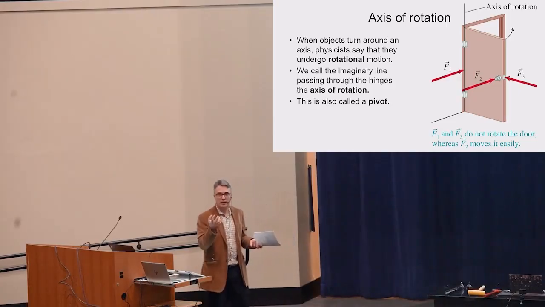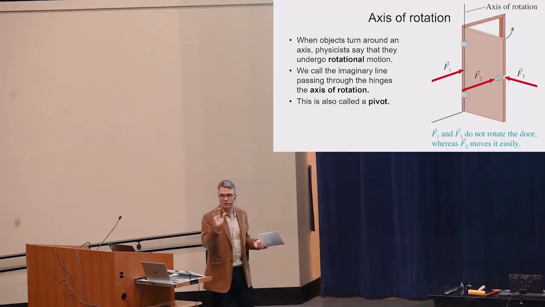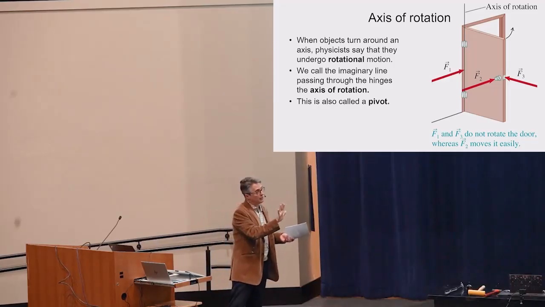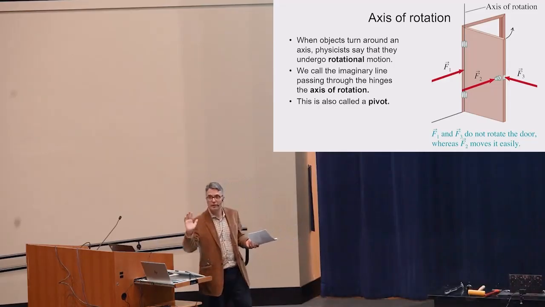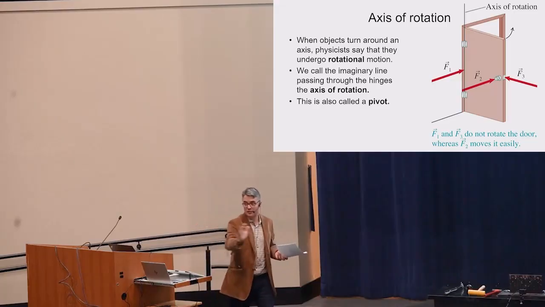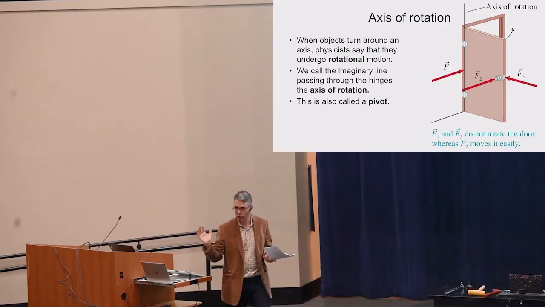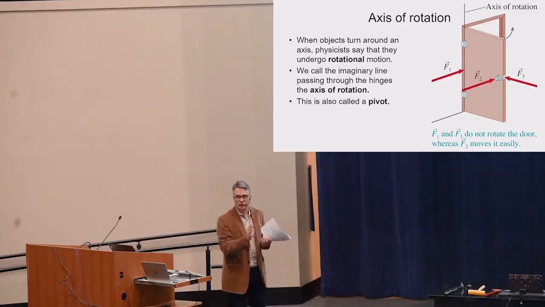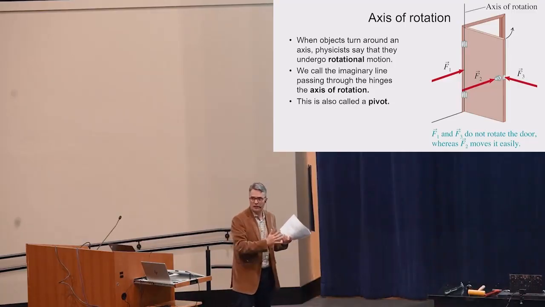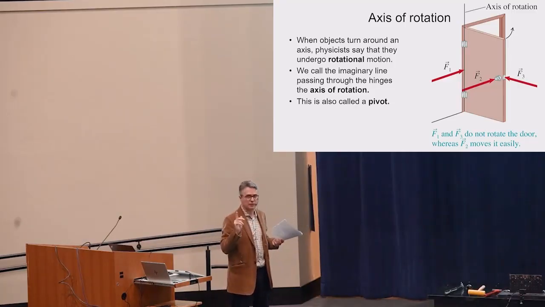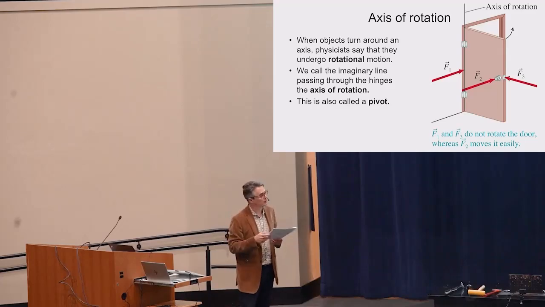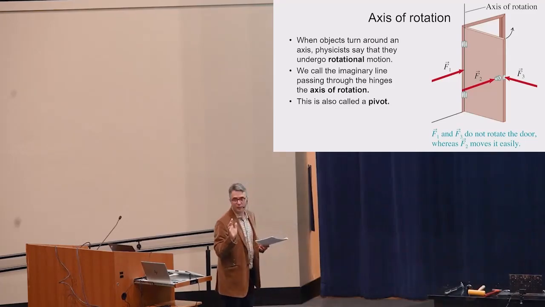So another way of putting that is if you applied the same force magnitude at either the hinge or way over at the doorknob, you'll be able to rotate the door much more effectively if you push on the doorknob. The reason is that you're pushing at a farther distance from the axis of rotation, and that gives you more torque.